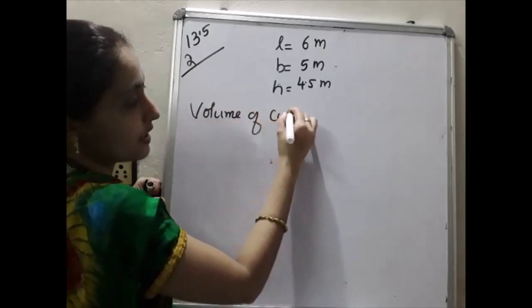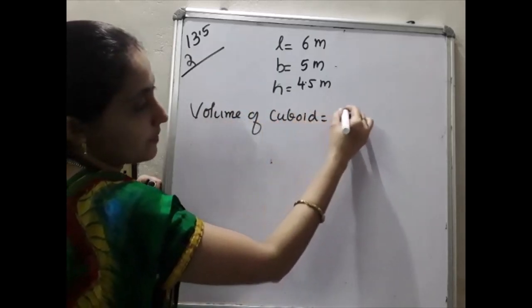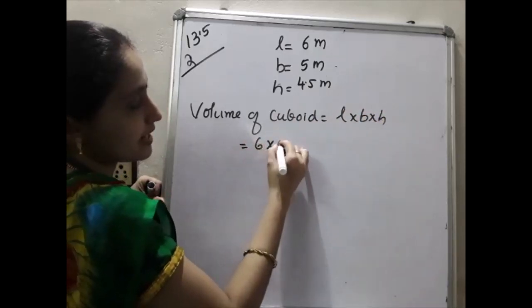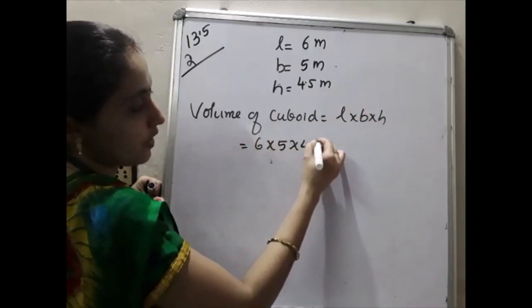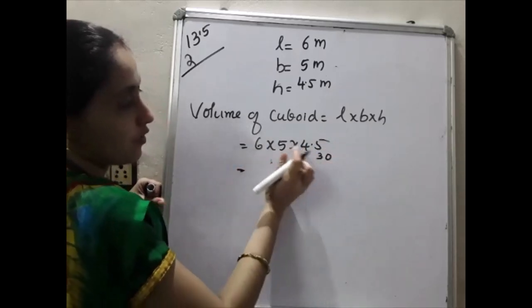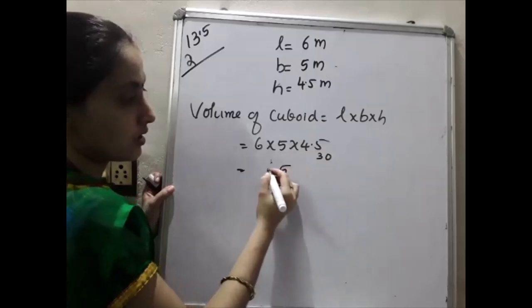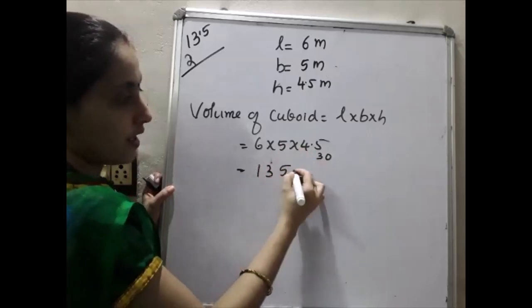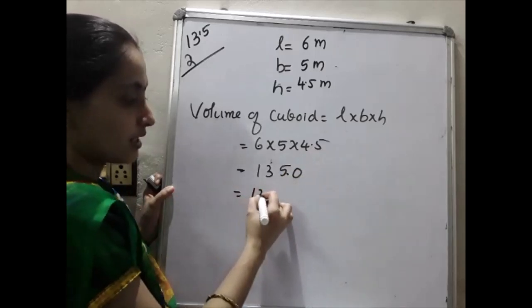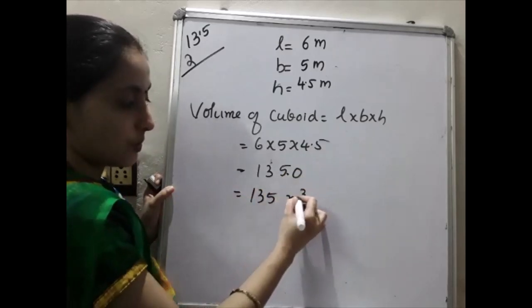So volume of cuboid is equal to what formula? Length into breadth into height. That is equal to 6 into 5 into 4.5. 6 into 5 is 30. 4.5 into 30 is 1350. 1 decimal place, so that is 135 meter cube.